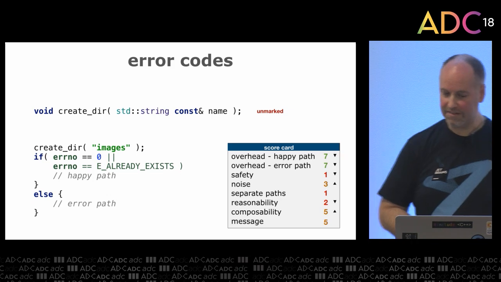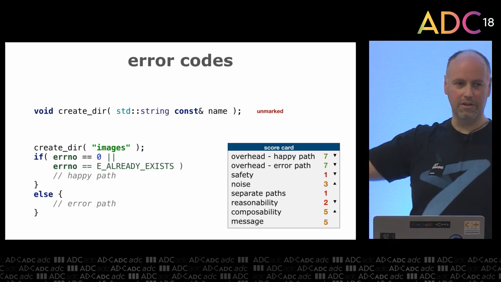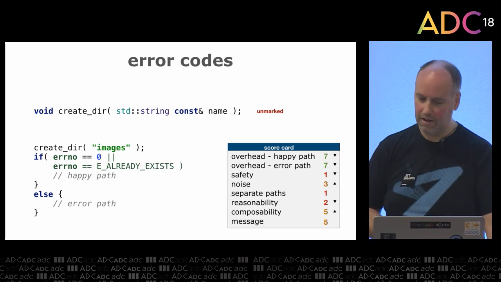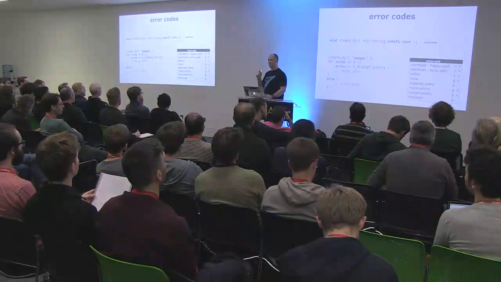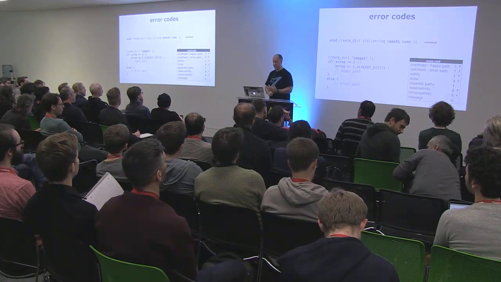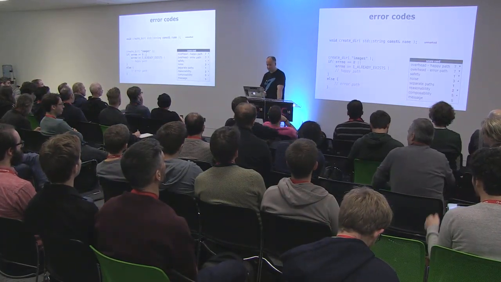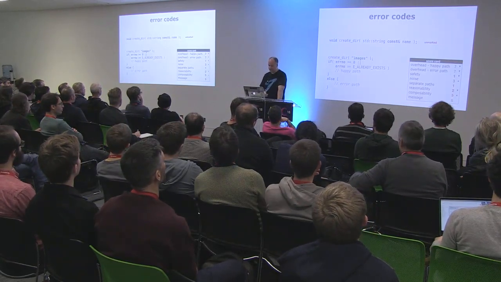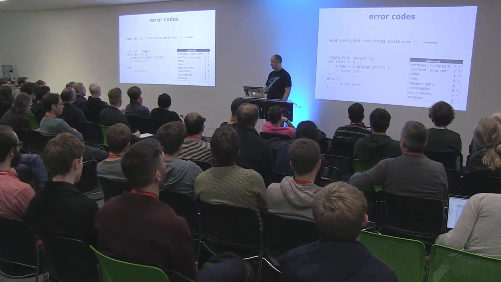So that cleans some things up, but now we've got unmarked propagation. We can't see by looking at this function that it causes errors at all. It also impacts the overhead, because if we are using thread local storage to hold that error code, we're going to pay the cost of a thread local lookup every time we make that call, just to see whether an error occurred or not. Safety is way down because it's so easy to misuse this. And reasonability suffers as well for the same reason.